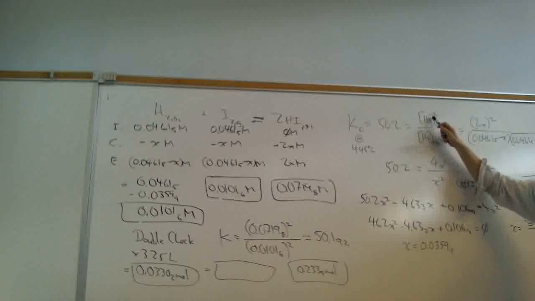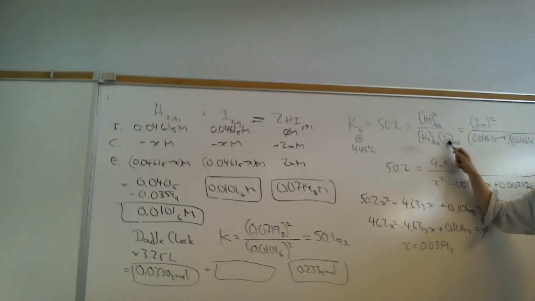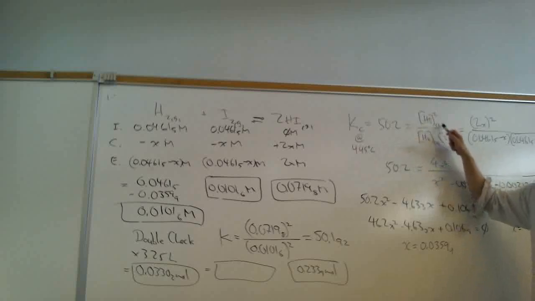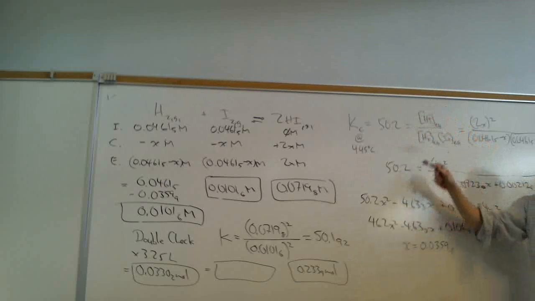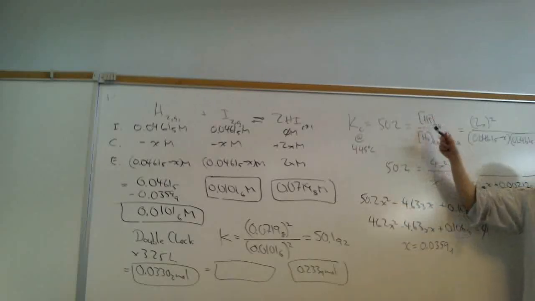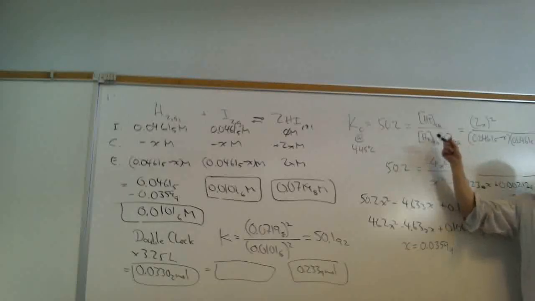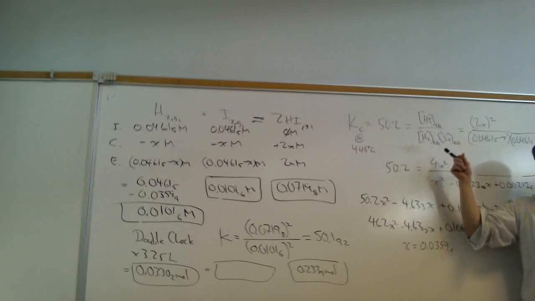Molarity is moles per liter. So I have moles per liter squared, moles per liter times moles per liter. And so the volume cancels out because I've got volume squared on top and volume squared on the bottom, so the mole ratio is the same as the molarity ratio. But if I did this, it wouldn't cancel out because I'd have liters squared on the bottom and liters on the top, and so the mole ratio does not equal the molarity ratio.